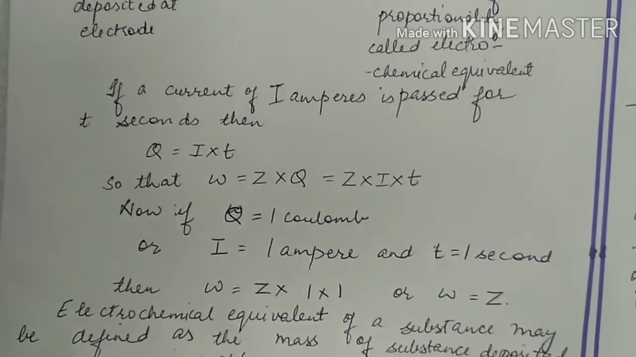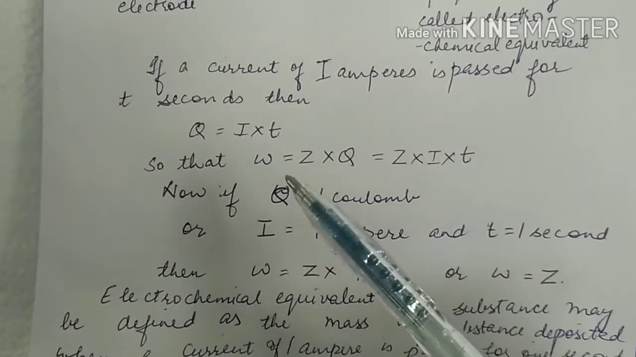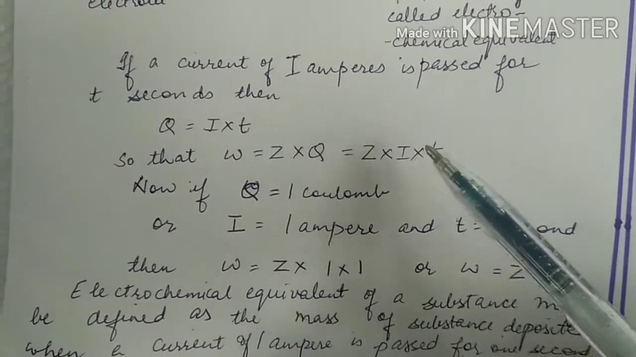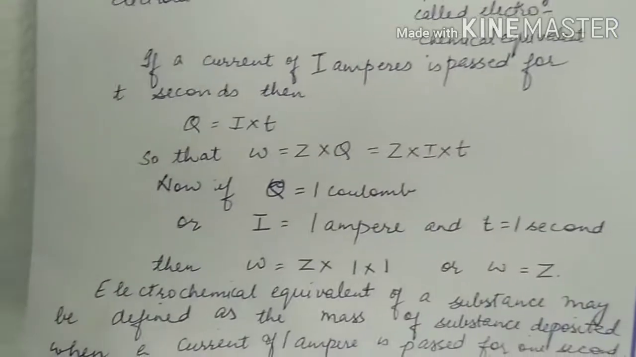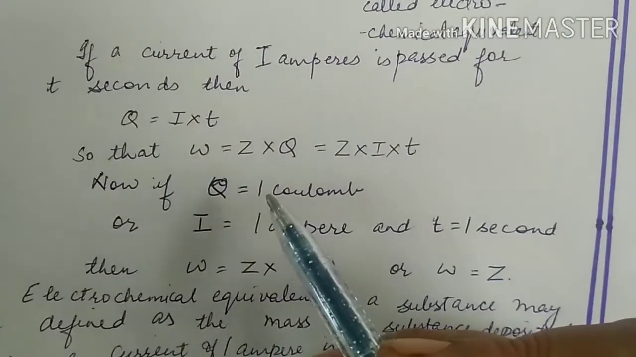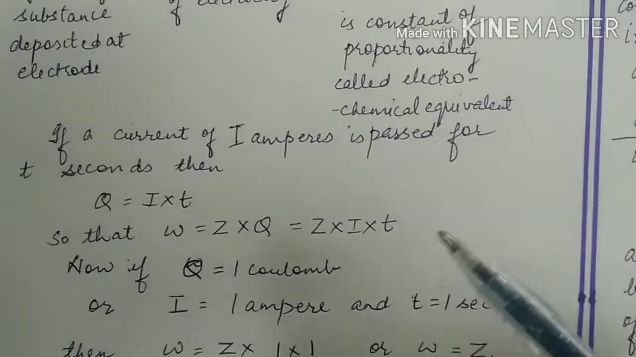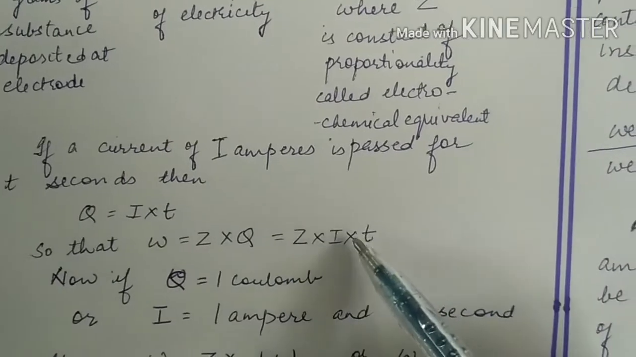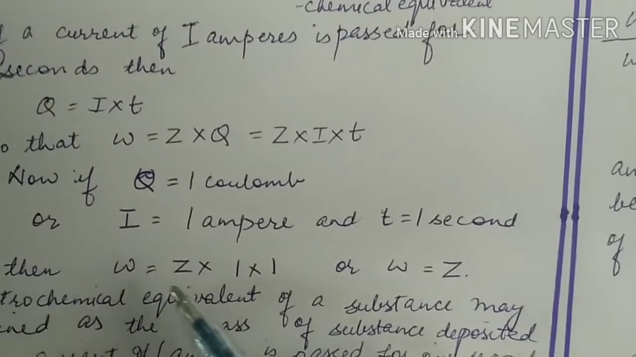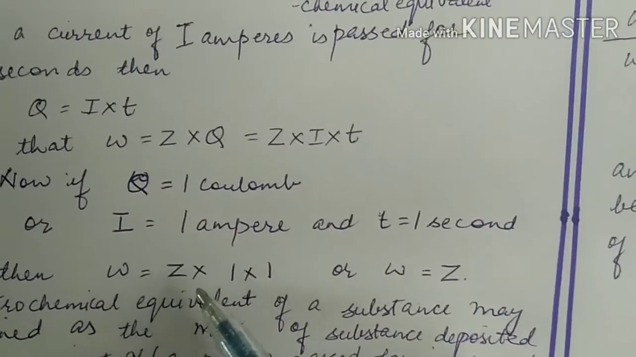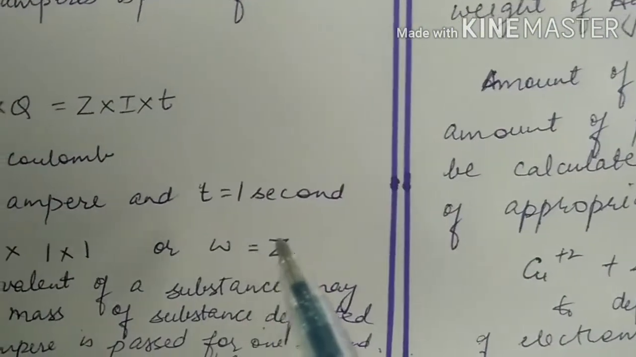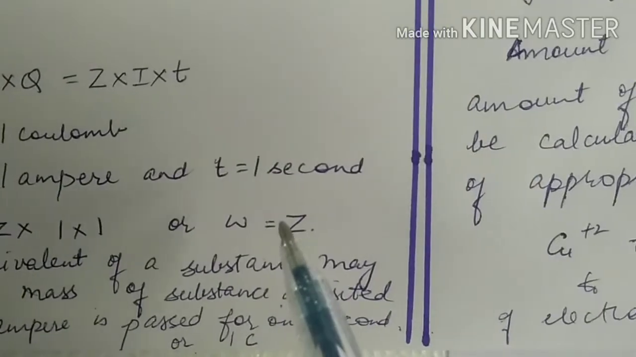Now, we know W is equal to Z into Q, or W is equal to Z into I into T, because Q is I into T. Now in this relationship, if I is 1 ampere and time is 1 second, then the relation W is equal to ZIT becomes W is equal to Z, because I is 1 ampere and time is 1 second. So from here we can find out the definition of electrochemical equivalent.